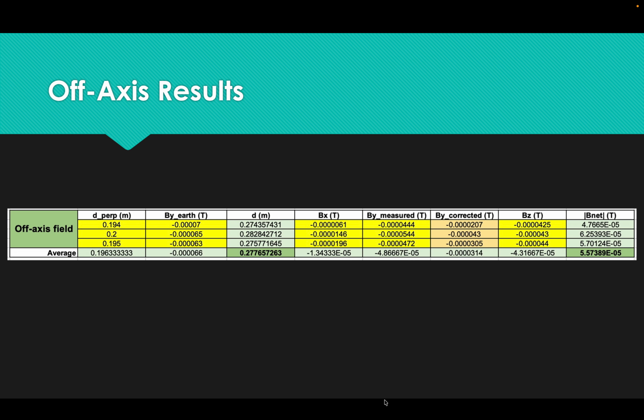Here are the results for the off-axis measurements. Very small values, of course, for all of these, as we're working with microtesla, so keep that in mind.